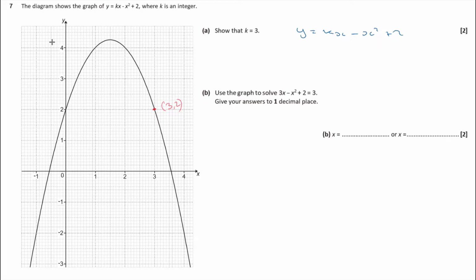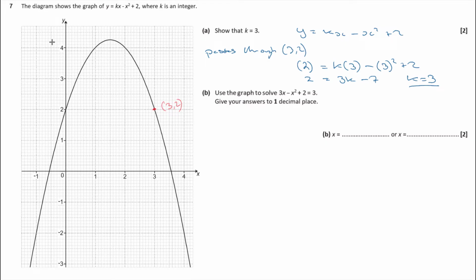Let's use it passing through (3, 2). So the y value, 2, is equal to k lots of 3 minus 3 squared plus 2. So that's going to give me 2 is equal to 3k minus 9 plus 2, which is minus 7, isn't it? So that's 3k minus 7. So that means 3k is 9, so k is equal to 3 then. That's right. Okay, so k is equal to 3.